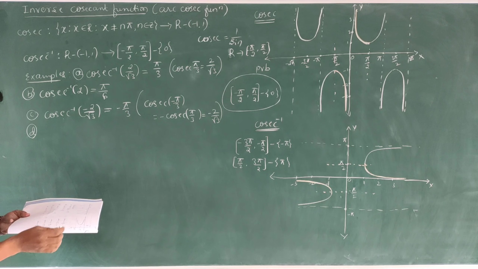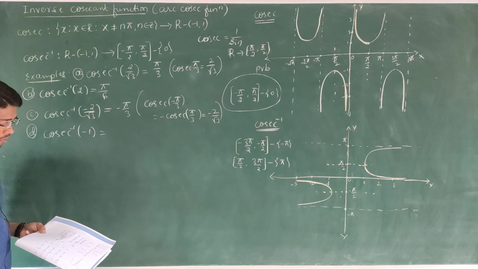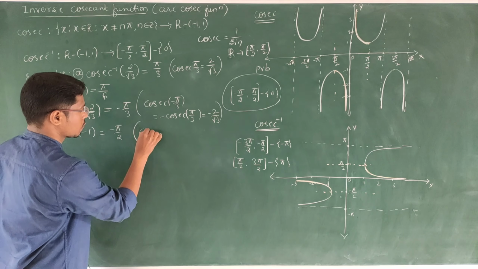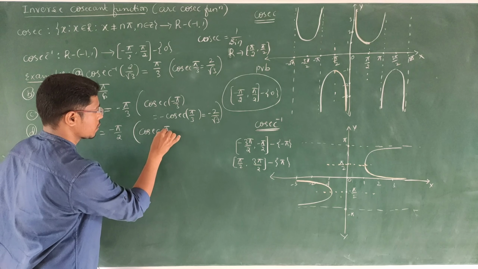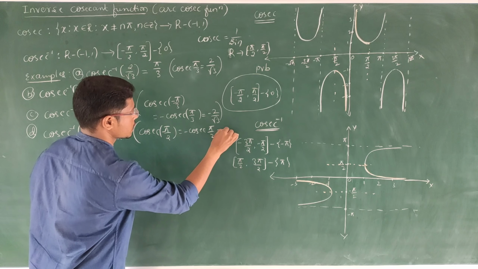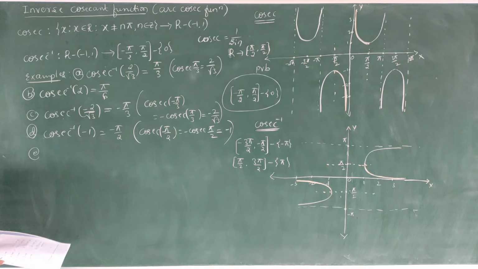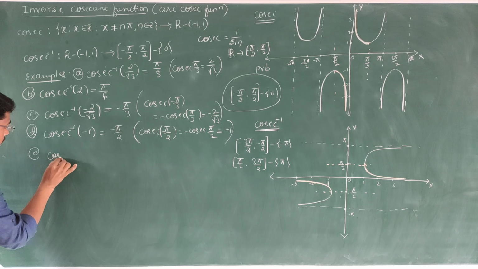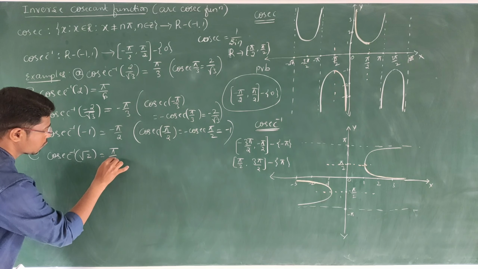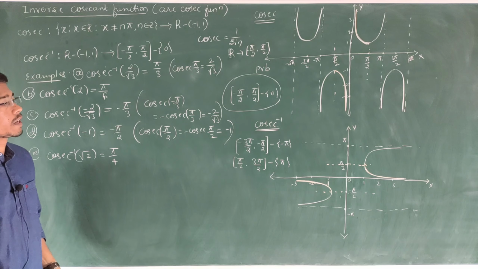Next one, cosec inverse of minus 1. So this is equal to minus pi divided by 2, because cosec of minus pi by 2 equals minus cosec pi by 2, which is minus 1. Next one, E, cosec inverse of root 2. This is pi divided by 4, 45 degrees. So cosec inverse of root 2 is pi divided by 4.